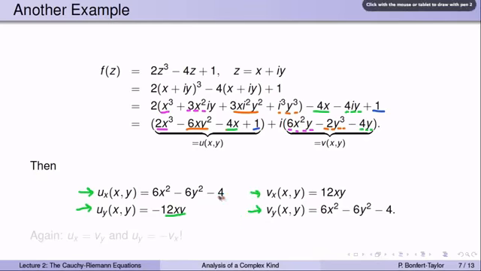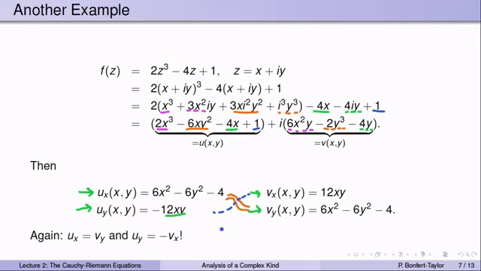Let's see what happens. Let's look at ux and vy, and we realize, again, ux is equal to vy. Let's look at uy and compare that to vx. Again, they are opposites of each other. So again, ux is vy, and uy is minus vx. But this function was a whole lot more complicated than the previous example. So now we're starting to think maybe this was not a coincidence.